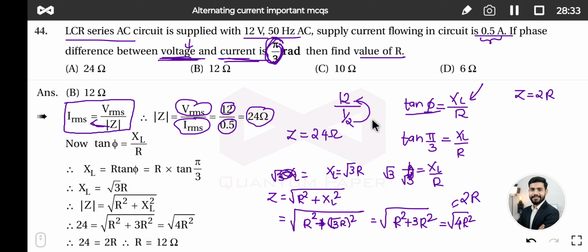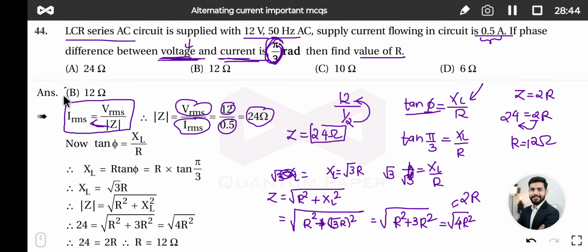And the value of Z in the starting we got is 24 ohm. So 24 is equal to 2R. So if we take 2 to the denominator, R value is nothing but 12 ohm. So the correct answer is 12 here.